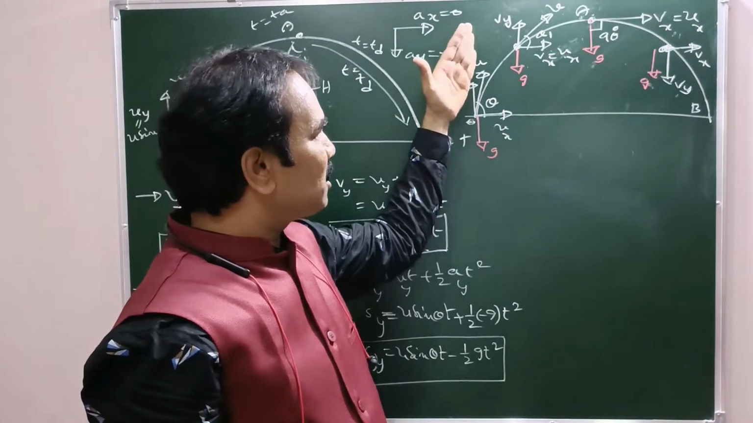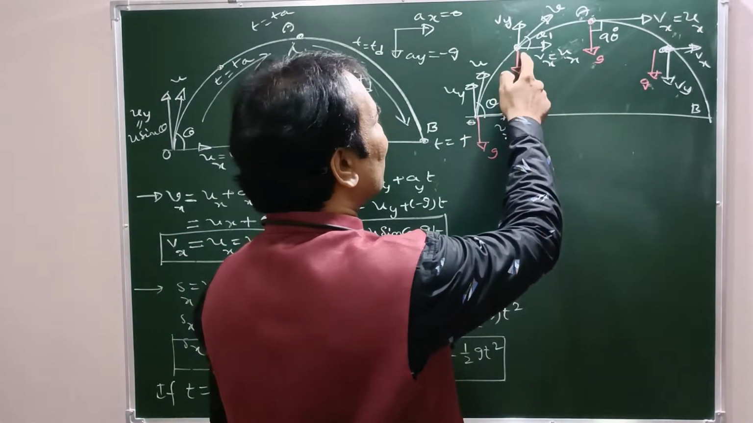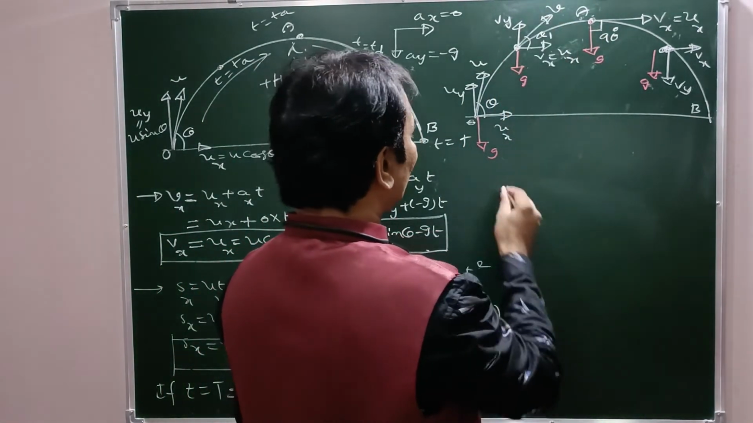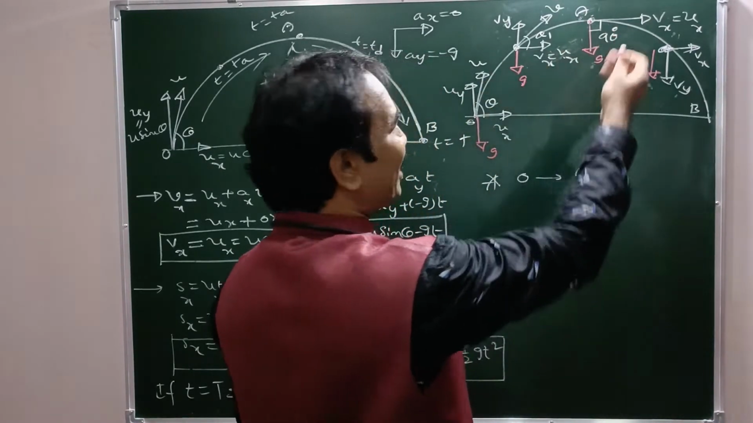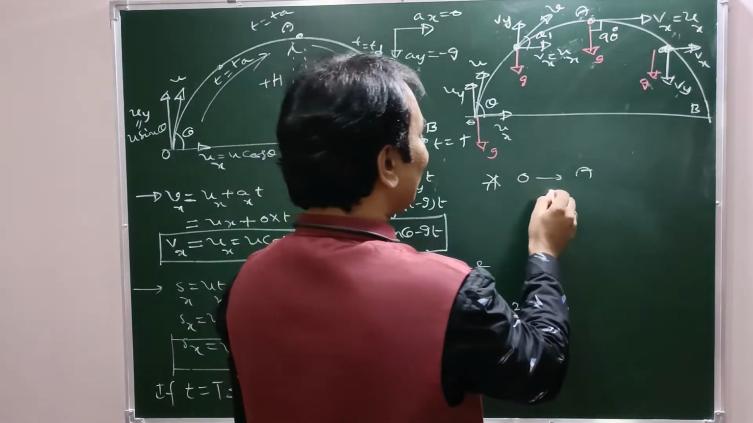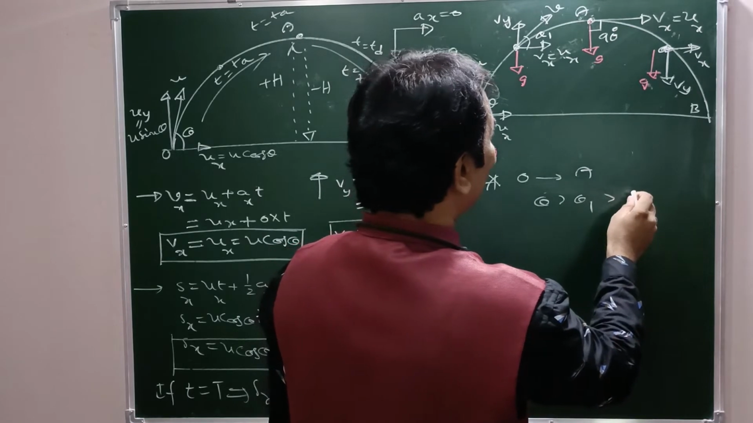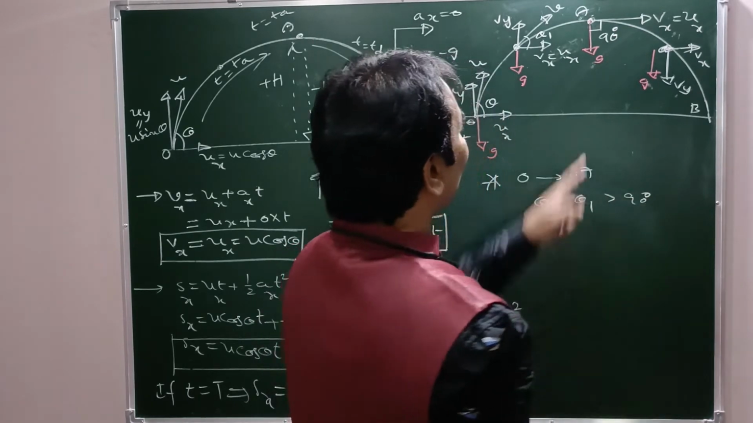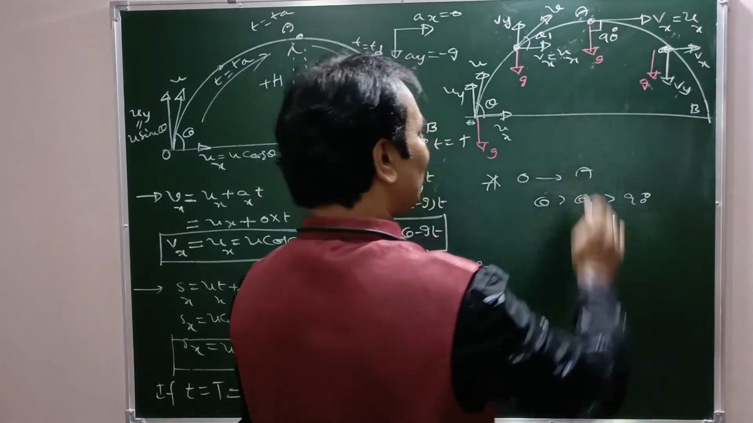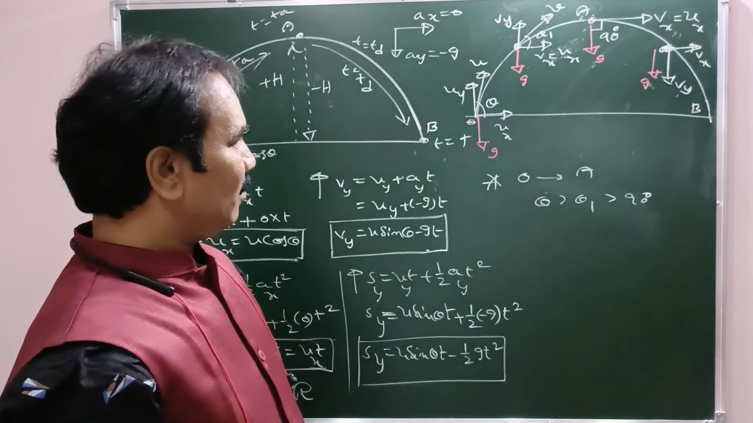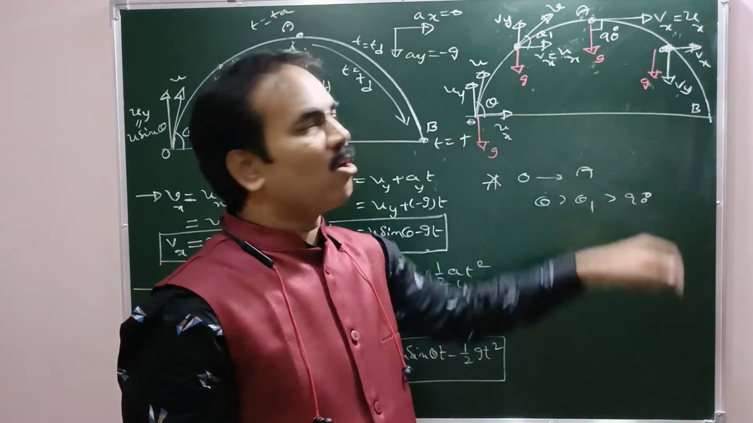the angle made by net velocity with horizontal gradually decreases. See, theta is greater than theta 1, which is greater than 90. So from O to A, during ascent, theta is greater than theta 1, which is greater than 90 degrees, right? Here it is 90. Suppose here it is theta 2, for example, that is 90. Okay, right? At each point, acceleration due to gravity acts vertically downwards.